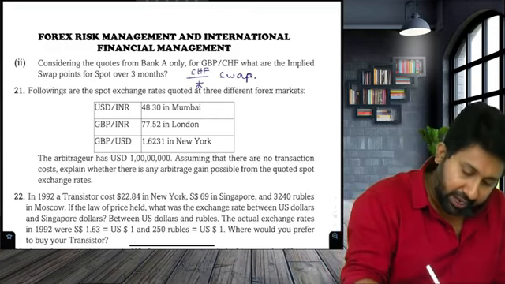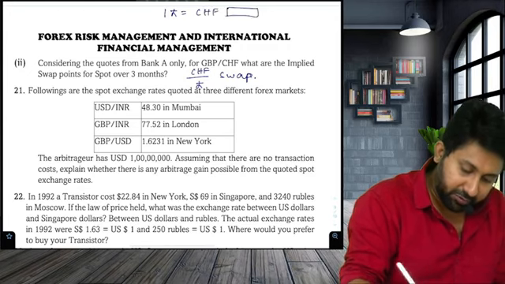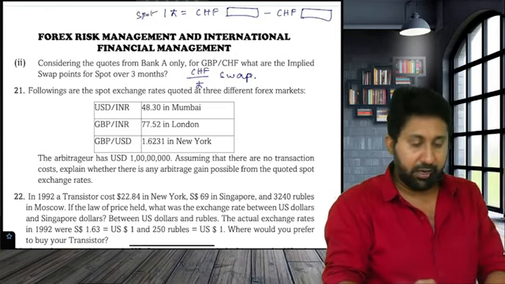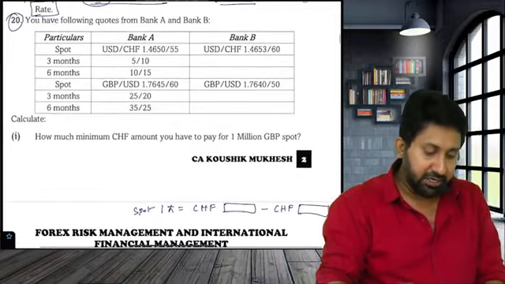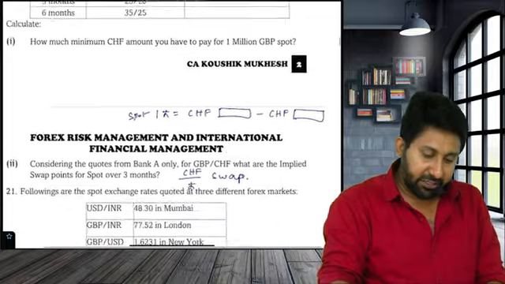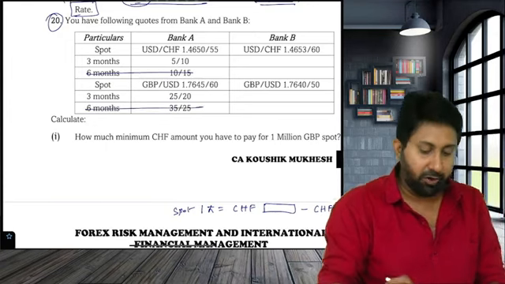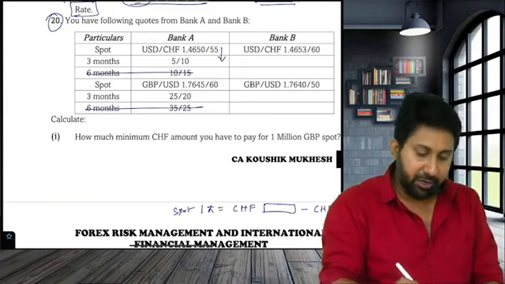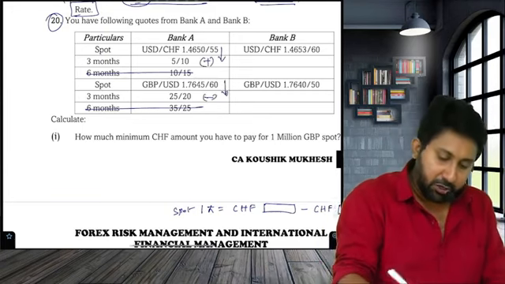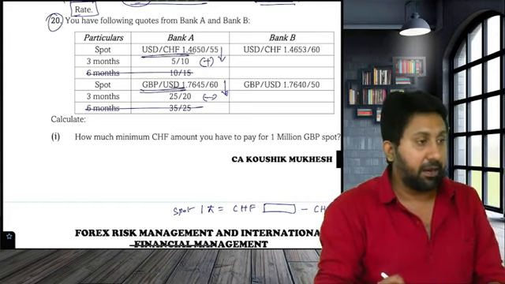See here, I need these rates: 1 pound equal to CHF so much, spot. If I know this, I can add the swap points to this. First, how many months is he asking in the question? 3 months. So 6 months swap points have no relevance, and we need to take only 3 months. If you add or deduct the swap points here, you will get forward rate for USD and CHF, and forward rate for GBP and USD.